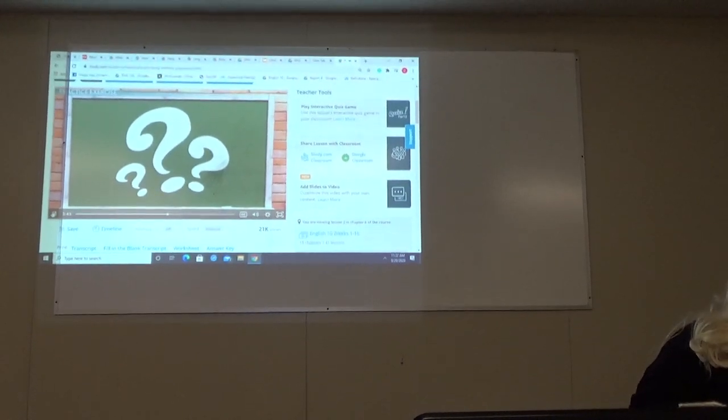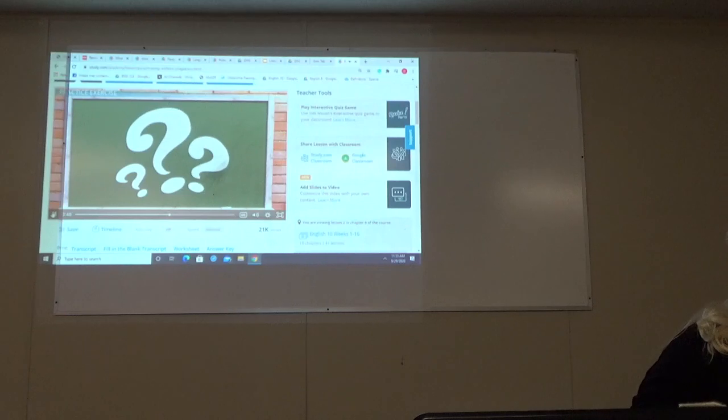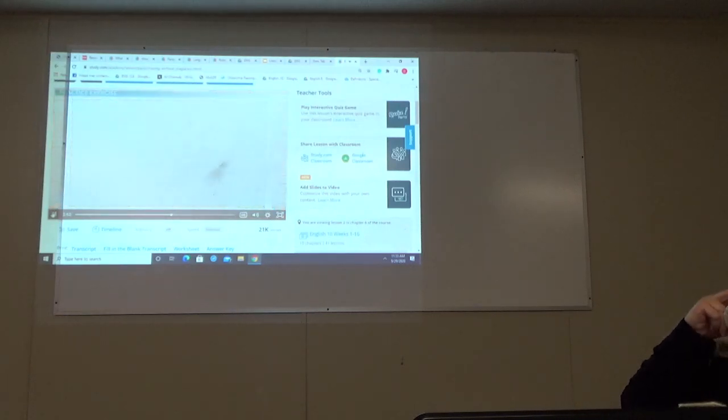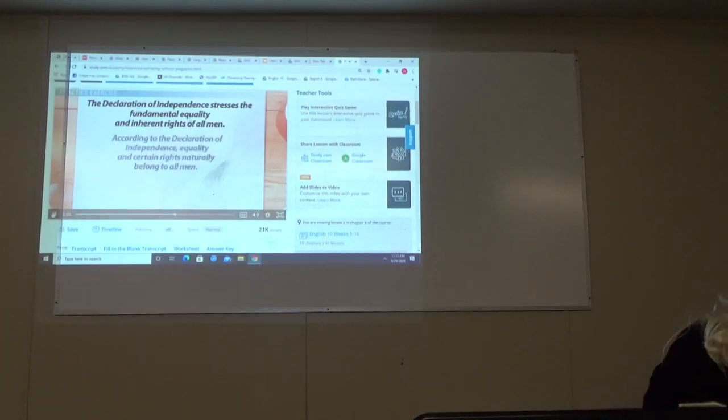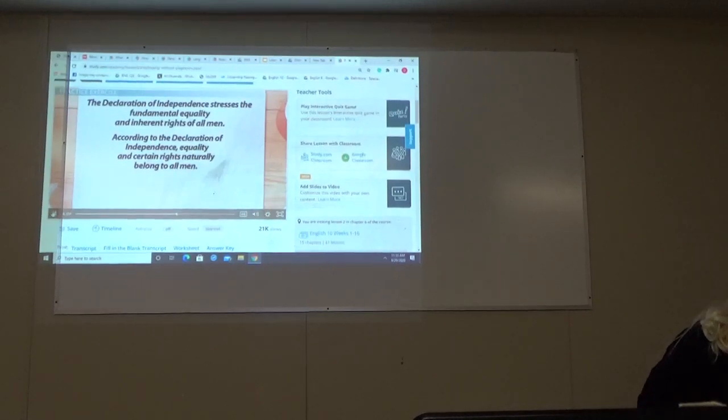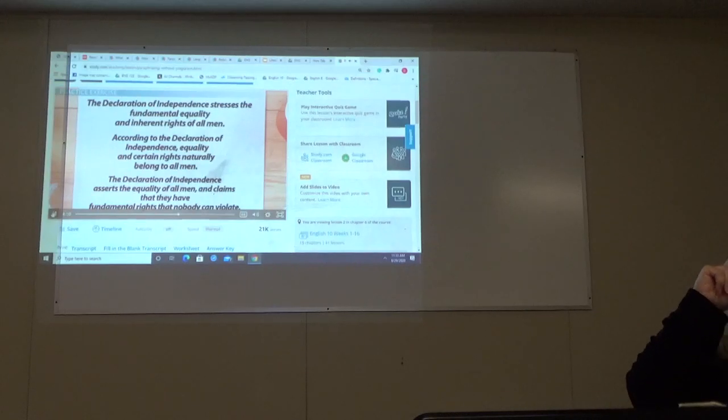There are many possible ways that you could paraphrase this idea without plagiarizing. No one of them is inherently better than another. These are just a few of the possible options. The Declaration of Independence stresses the fundamental equality and inherent rights of all men. According to the Declaration of Independence, equality and certain rights naturally belong to all men. The Declaration of Independence asserts the equality of all men and claims that they have fundamental rights that nobody can violate.